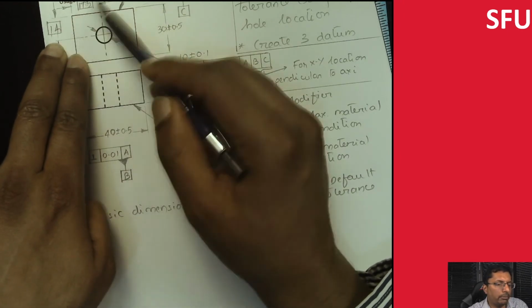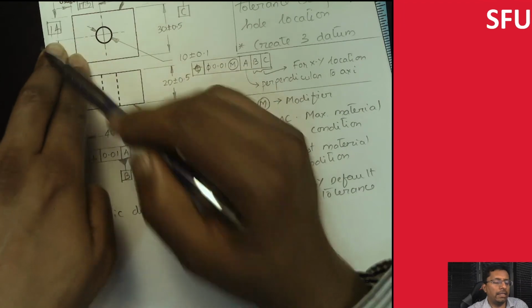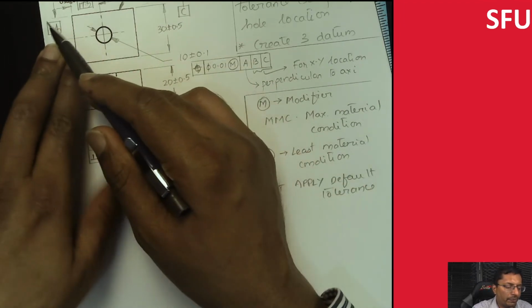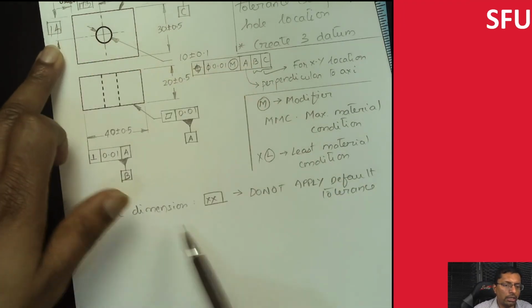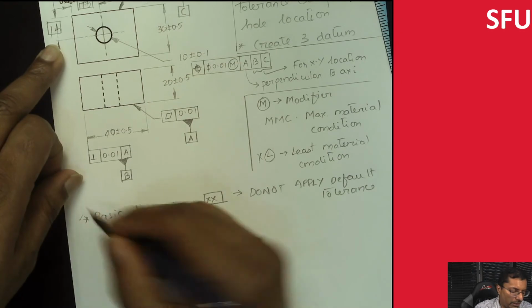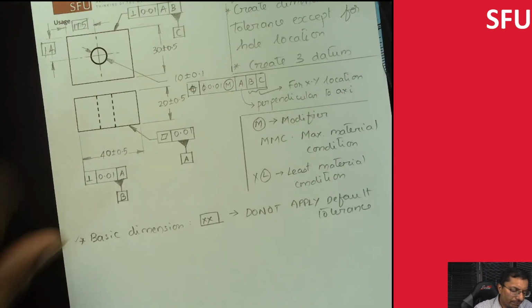I didn't apply plus minus values over here, and to enforce the fact, I basically put a box around it and call it a basic dimension. So that's what we did here. We created the dimension and then we did this.